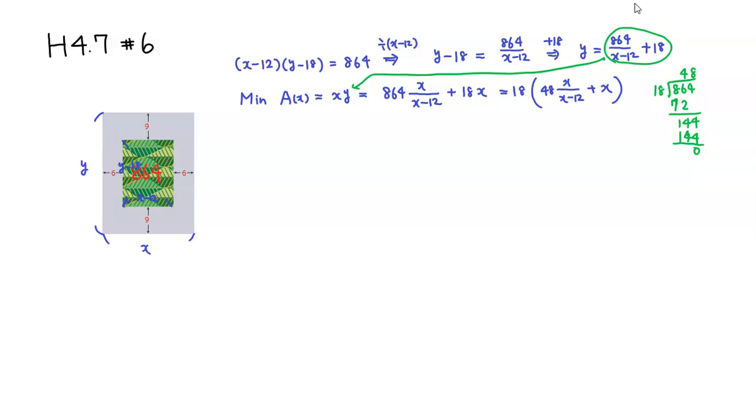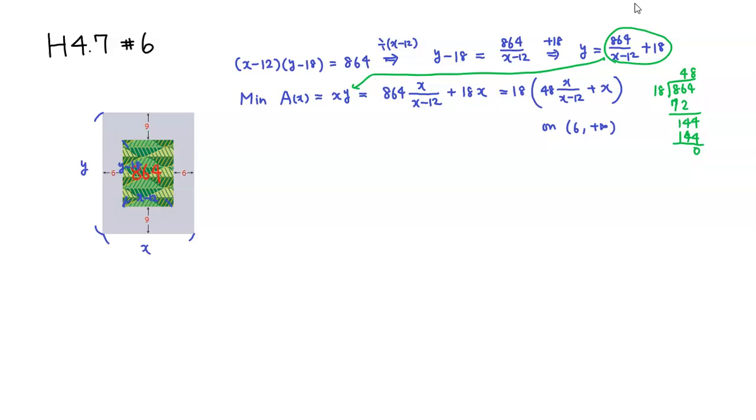Then the restriction on x would be, I guess, it has to be greater than 12, because you have a 6 and 6. And it could be as big as you want, so I guess we have that.